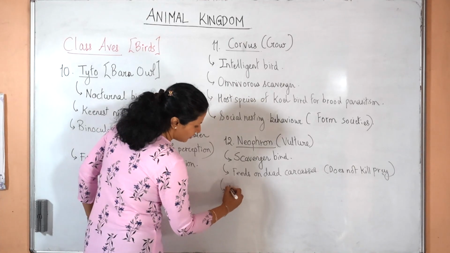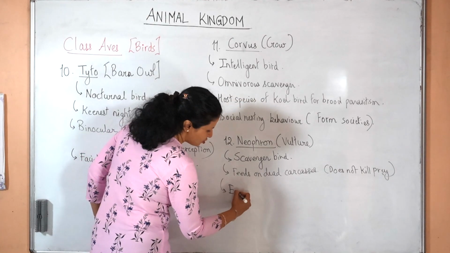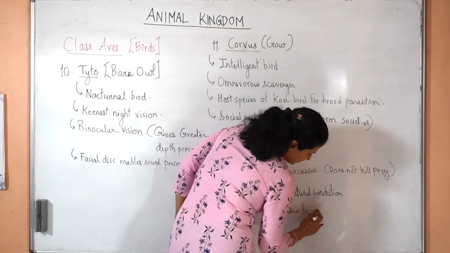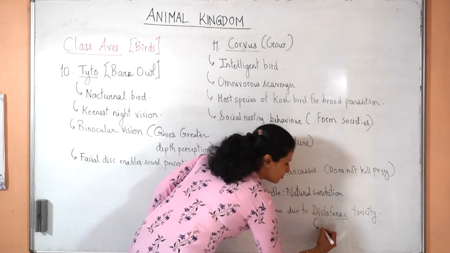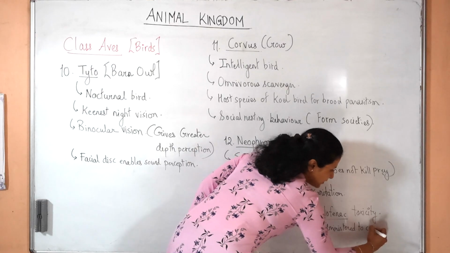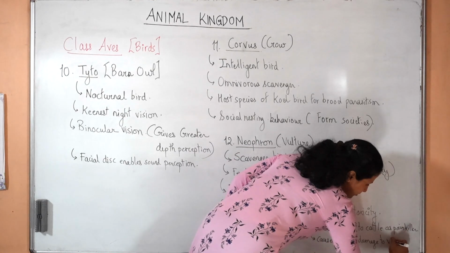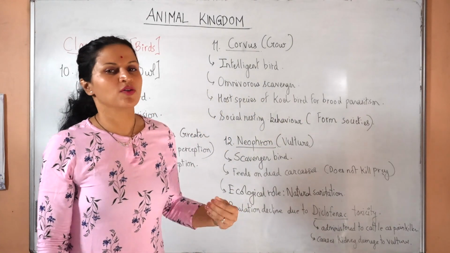So it has an ecological role of natural sanitation, population decline due to Diclofenac toxicity. Diclofenac used to be administered to cattle as a painkiller, causes kidney damage to vultures if the carcass is fed upon by the vulture.